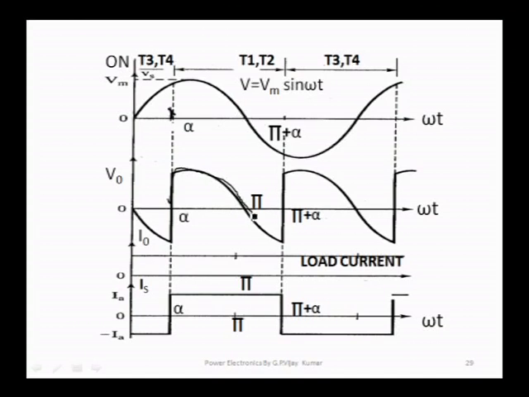Because of the inductive load, the thyristors T1 and T2 continue to conduct till pi plus alpha. See the current now, the source current and this is the load current. The load current is continuous, it is constant over the entire duration. This is the load current I naught. See the source current here, it is positive during the duration alpha to pi plus alpha.